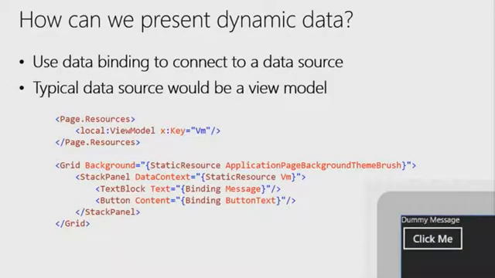So that's where data binding comes into play. We can present dynamic data. We can use it to connect to a data source, be it internal or external. And we kind of touched on the idea of a view model, that a view model is a class that is responsible for shaping data for display. It's responsible for manipulating one or more models to get that information and producing something that we can then present.